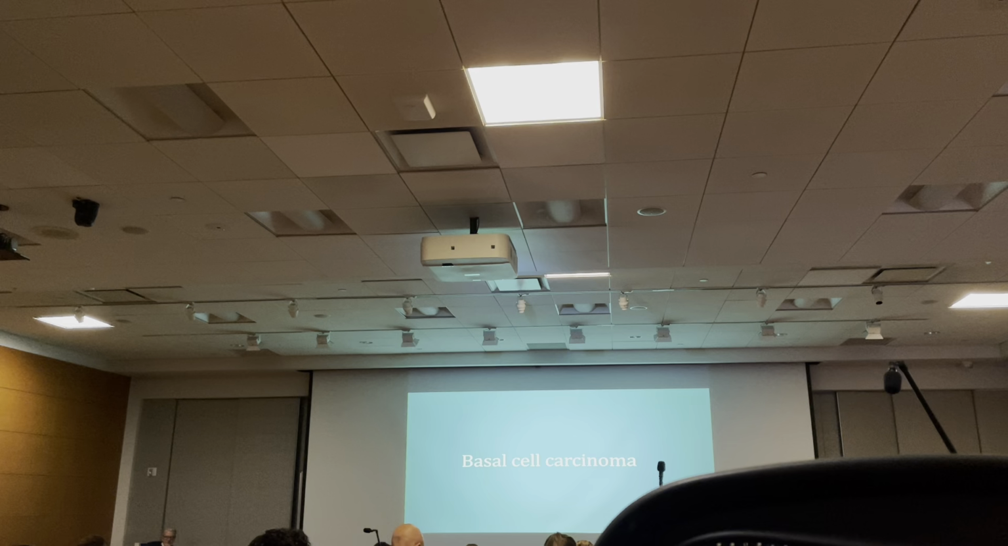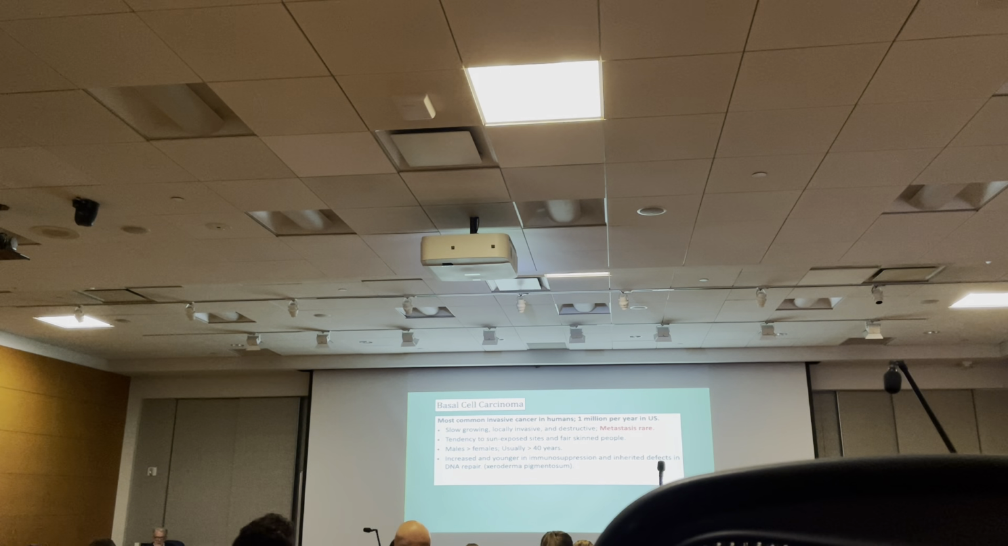Now let's talk about basal cell carcinoma. You already know that this is the most common skin cancer. It's the most common skin cancer in the US and worldwide, 1 million cases per year in the US. They're slow growing, thank goodness, and they are definitely related to sun exposure as well. Fair-skinned individuals, yes. Older individuals, yes. And slightly more common in men than women. Also, same thing, xeroderma, immunosuppression.